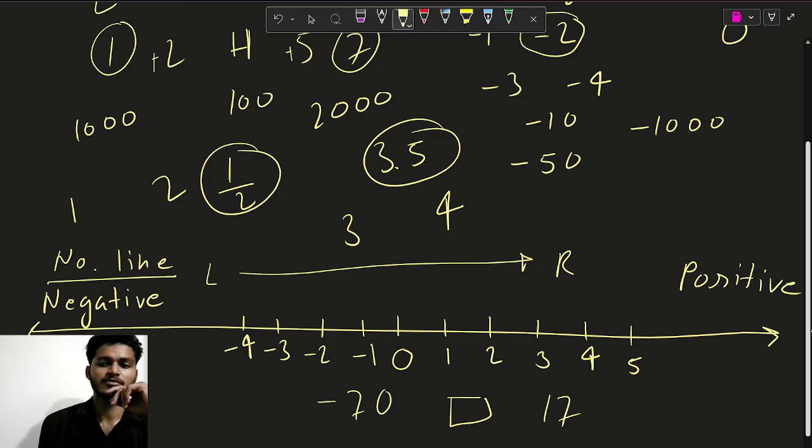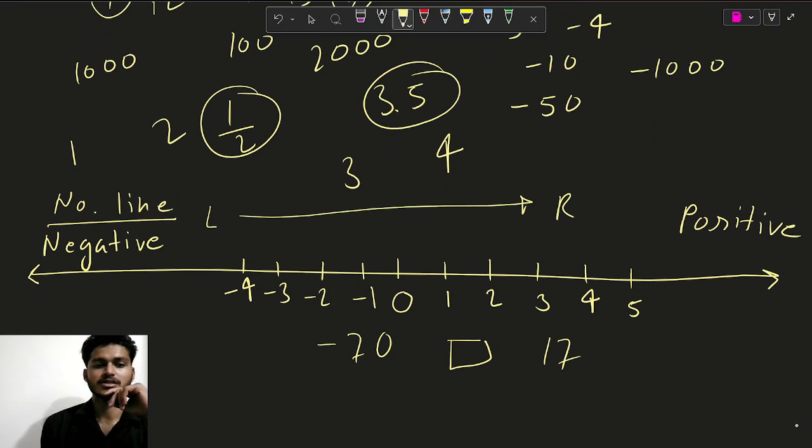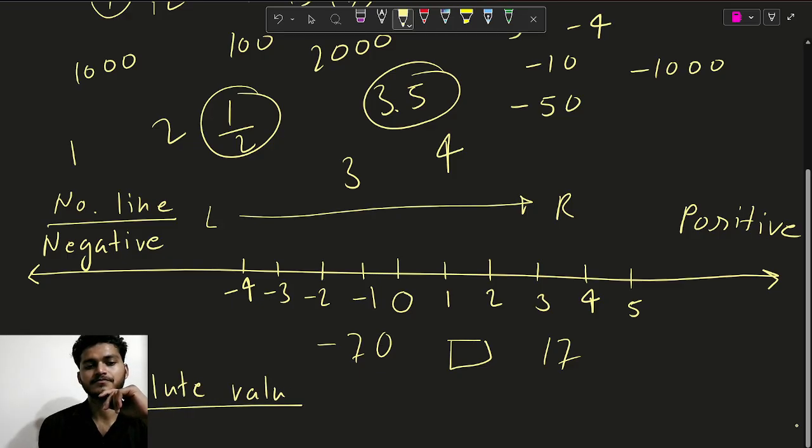One more thing, there is a term called absolute value. There is a term called absolute value of integers.